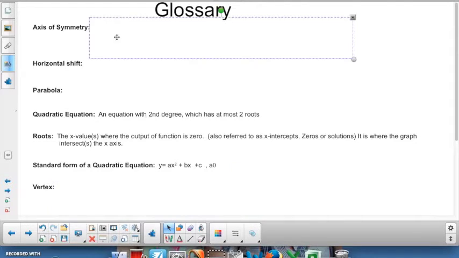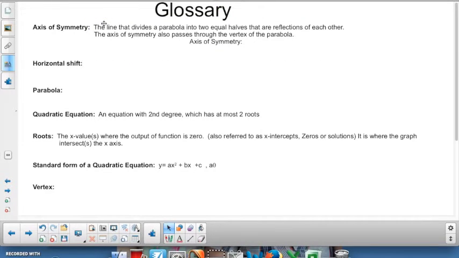The new information is the axis of symmetry. So once we get all this down, I'm going to have you pause the video and get this written. But we have a formula for the axis of symmetry. It's a line that divides the parabola into two equal halves that are reflections of each other. It comes in really handy when you're trying to graph points, because once you find one point, you can just reflect it over that axis of symmetry to get a twin on the other side. It also passes through the vertex. The formula for the axis of symmetry is x equals negative b over 2a, and that's going to be really important as we get into the lesson. Okay, so go ahead and pause and get that written down.